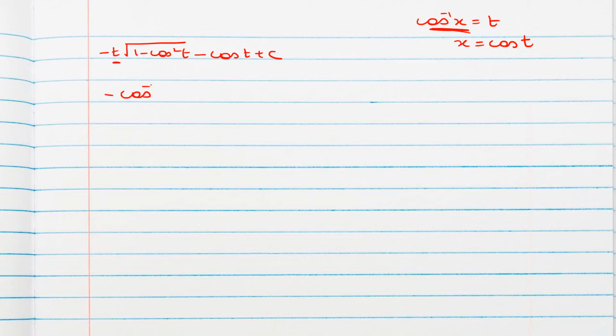Now we can resubstitute all the values here. So we got minus t root of 1 minus cos square t minus cos t plus c, and the substitution was cos inverse x as t, so x is cos t. So minus t we can resubstitute as cos inverse x, then this we can write as root of 1 minus x square, because cos t is x, minus cos t is x, plus c. So better to write this term before the cos inverse to avoid confusion.